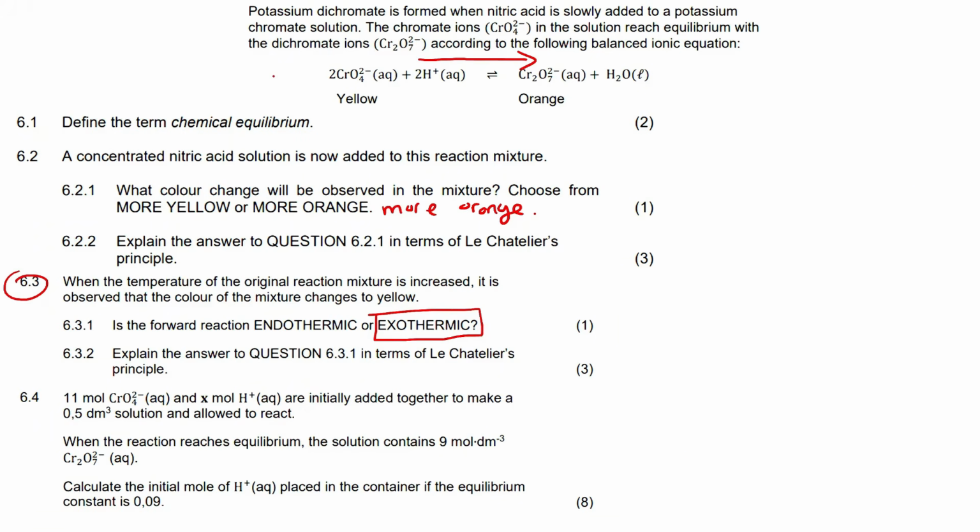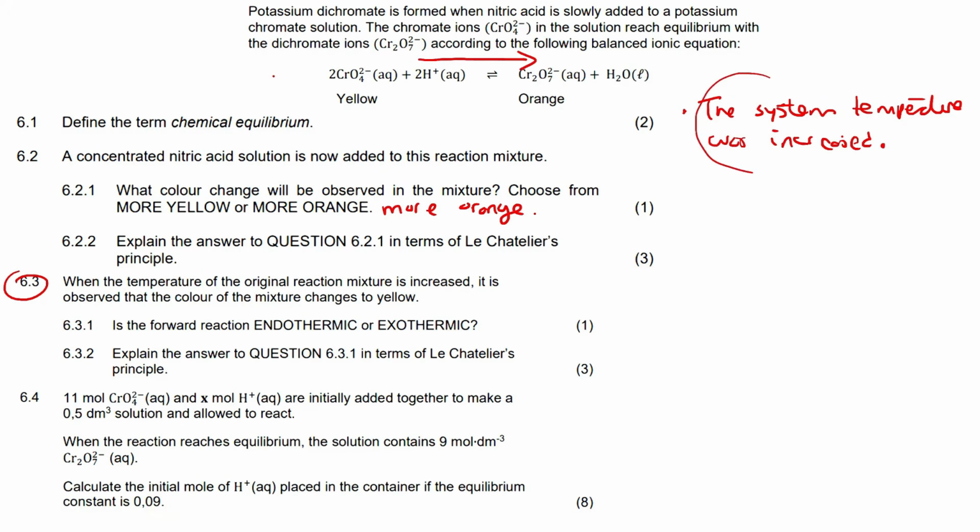All right, so let's think about this carefully, guys. So what was done? They said that the temperature is increased. Okay, so I want you to think about that. The system temperature was increased. So immediately, what is the system going to try to do now? Is it going to try to increase the temperature or decrease the temperature? Well, remember, the system temperature was increased, so according to Le Chatelier, the system will immediately try to do the opposite.